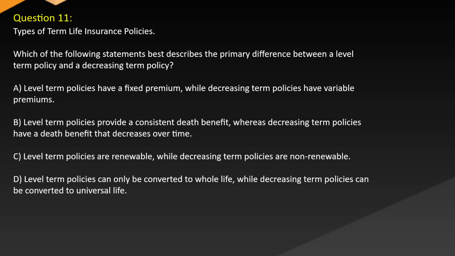Question 11. Types of term life insurance policies. Which of the following statements best describes the primary difference between a level term policy and a decreasing term policy? A. Level term policies have a fixed premium, while decreasing term policies have variable premiums. B. Level term policies provide a consistent death benefit, whereas decreasing term policies have a death benefit that decreases over time. C. Level term policies are renewable, while decreasing term policies are non-renewable. D. Level term policies can only be converted to whole life, while decreasing term policies can be converted to universal life.